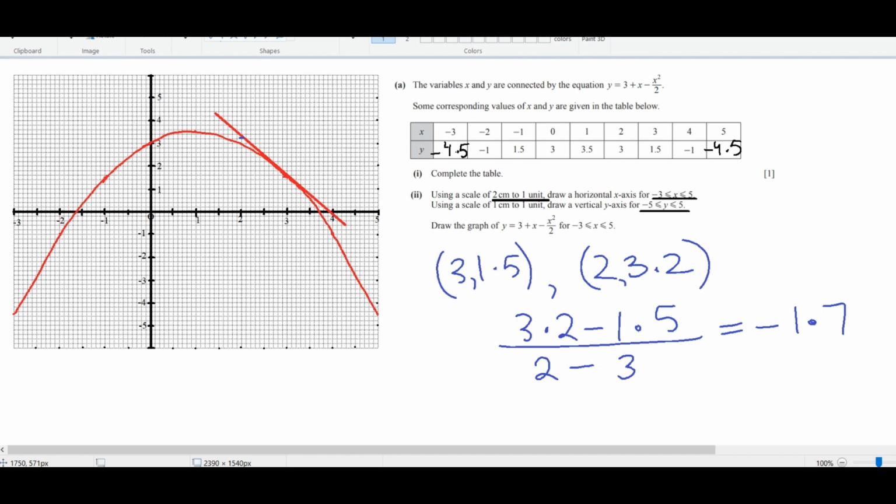And if I check the marking scheme, it says negative 2.4 to negative 1.6 is accepted. So we have negative 1.7. It's in the acceptance range, so it's fine. Right. Moving on to the next part.